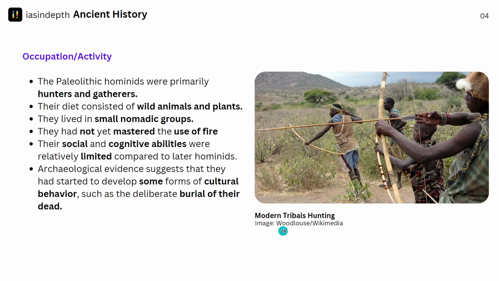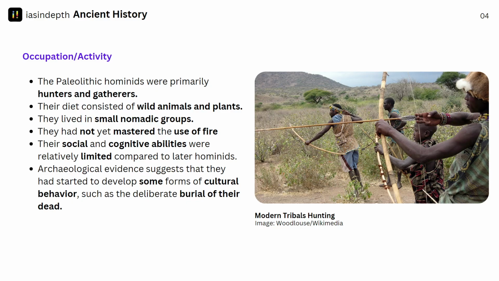They used to be hunters and gatherers. They were primarily hunters and gatherers, hominids. We are talking about Paleolithic people. You can see modern tribals hunting here. So the same occupation or activity was followed by the Paleolithic hominids. So their diet, they got protein from wild animals and plants, and they lived in small nomadic groups. They used to travel from place to place. They didn't lead a settled life or a sedentary lifestyle.